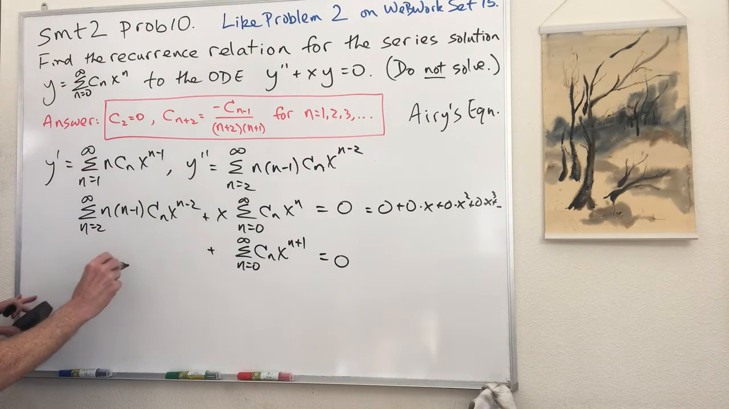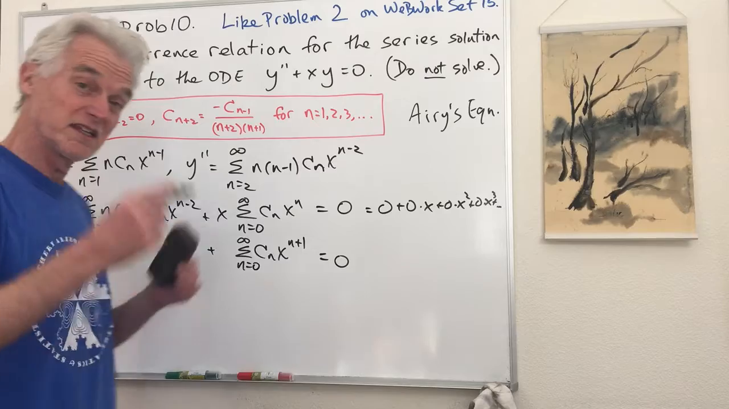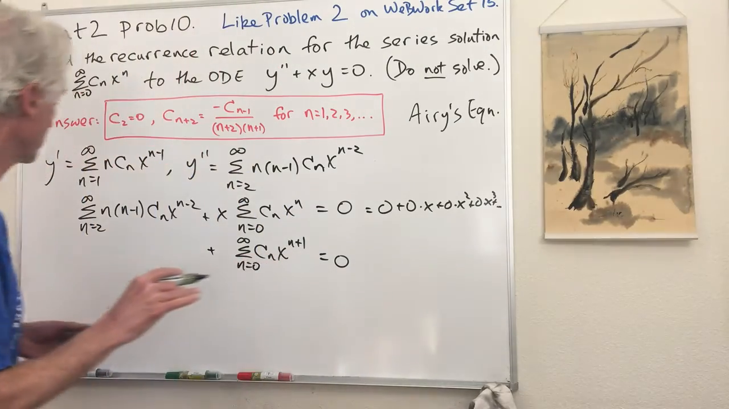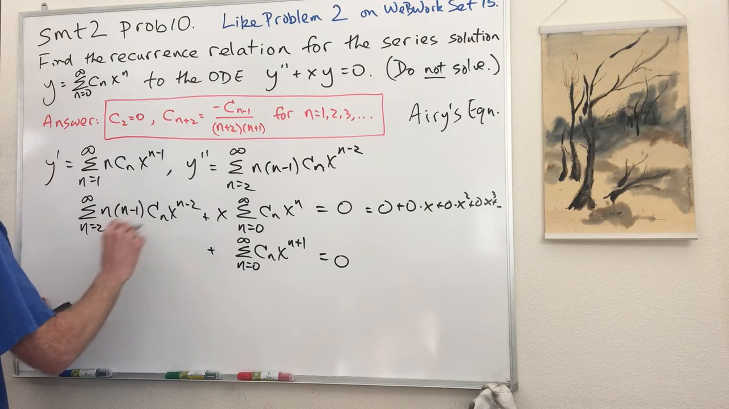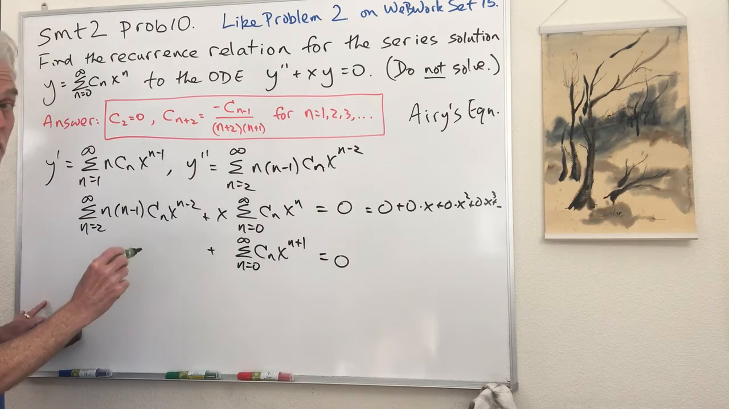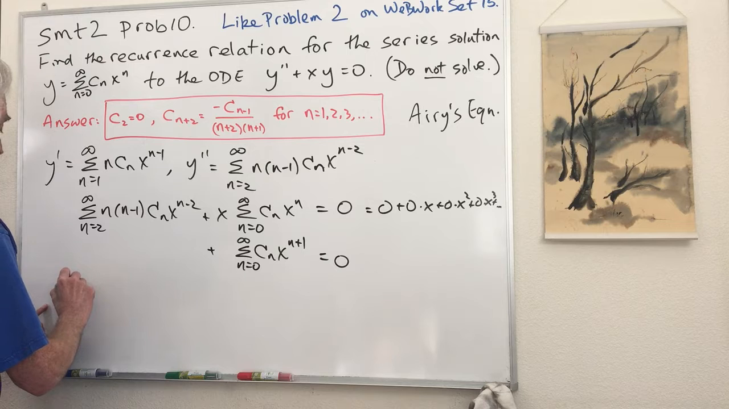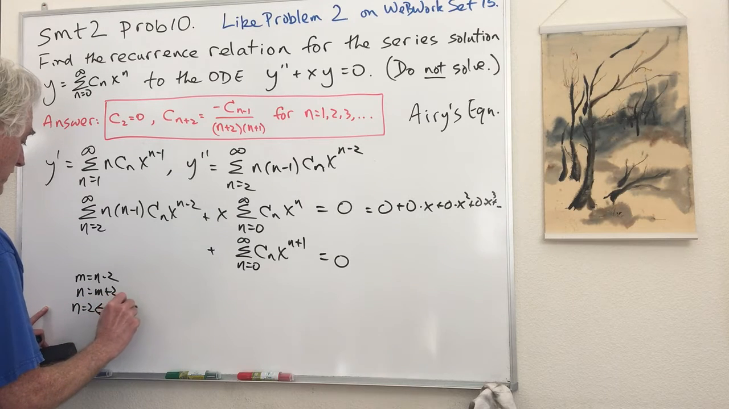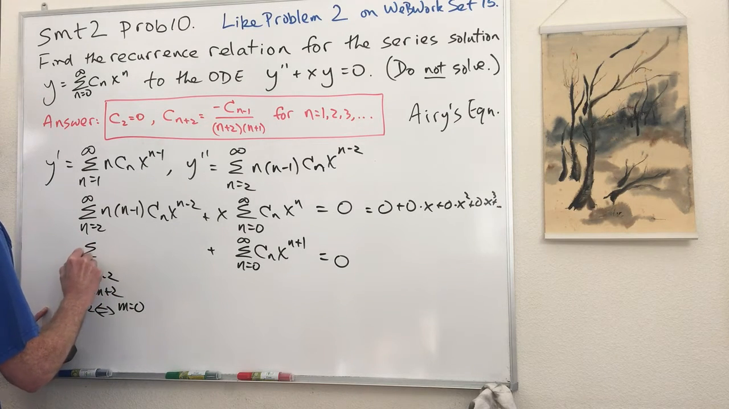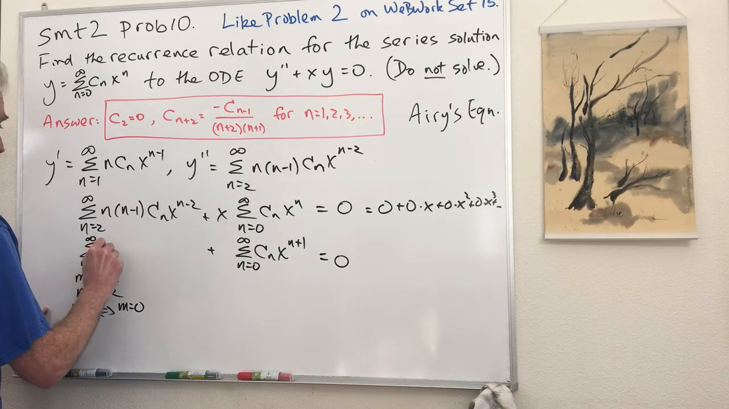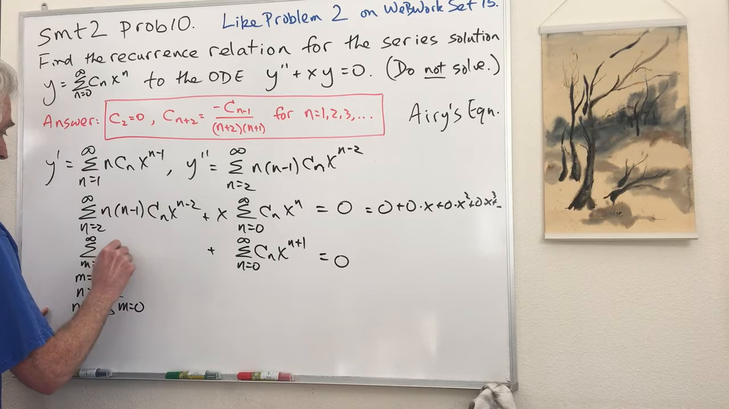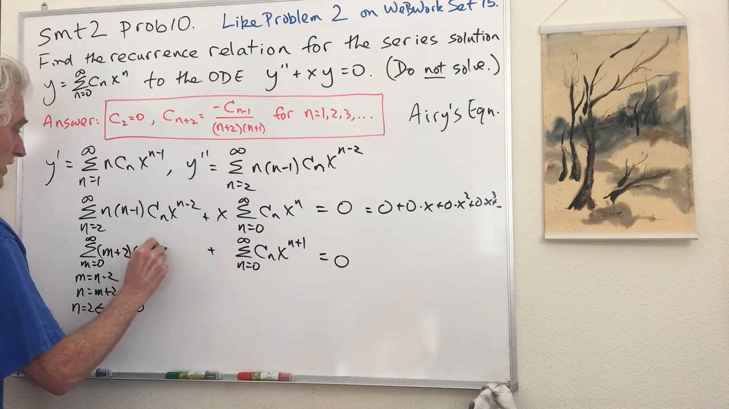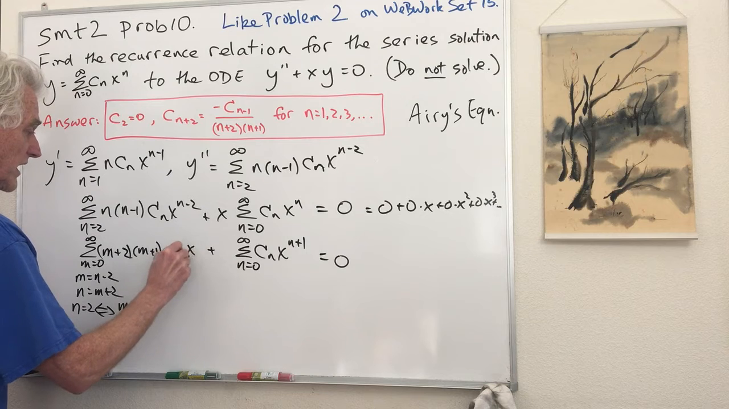In this one, we're going to do that trick we've done a few times. In the scanned solutions that you can also look at, I've done this once and for all to write an equivalent form for y double prime. You let m be n minus 2, so n is m plus 2, and the limit n equals 2 corresponds to m equals 0. So this is the sum from m equals 0 to infinity of m plus 2, m plus 1, c sub m plus 2, x to the m.